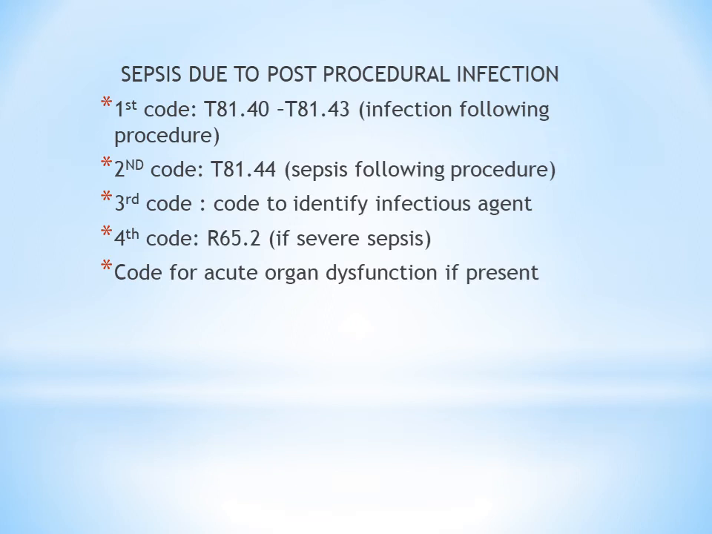T81.40 to T81.43, infection following procedure. And the second code will be T81.44, sepsis following procedure. And the third code will be the code to identify the infectious agent. That is a code from the B95, B96 series to identify the microorganism that causes the sepsis. And the fourth code will be R65.2 if it is severe sepsis. Then if any associated organ dysfunction is mentioned, code for that also.